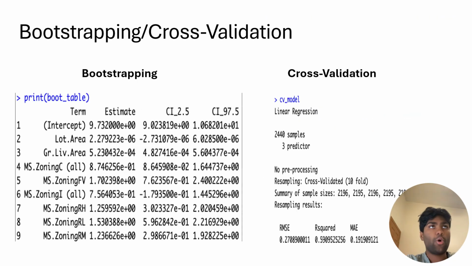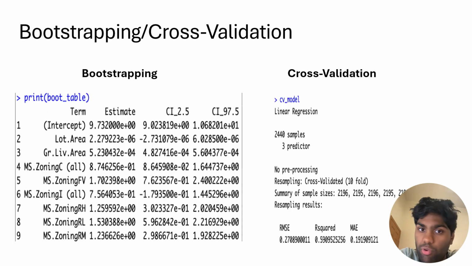To check coefficient stability, I ran bootstrapping with 500 resamples. The results showed narrow confidence intervals for most predictors, confirming that the model is robust. Notably, the one thing I wanted to point out was that the lot area interval crossed zero. That indicates that the effect is minor compared to living area and zoning, which is the opposite of what I initially thought, that lot area was going to be more important than zoning.